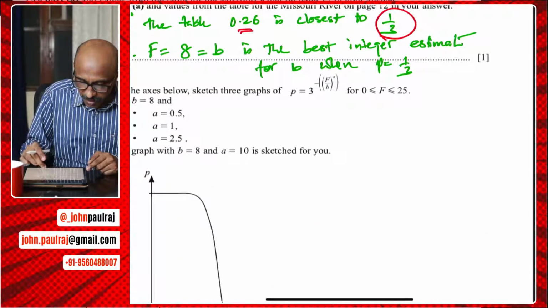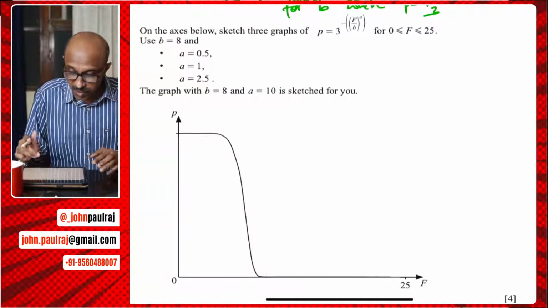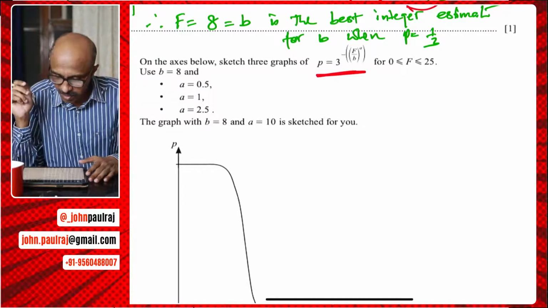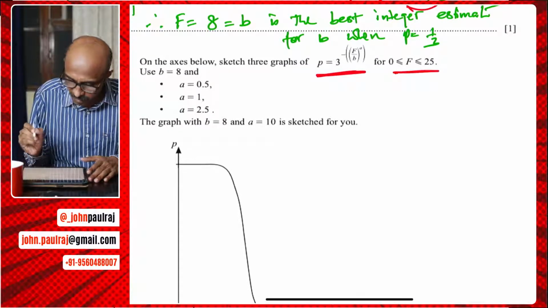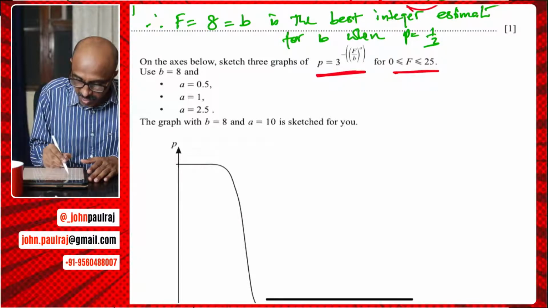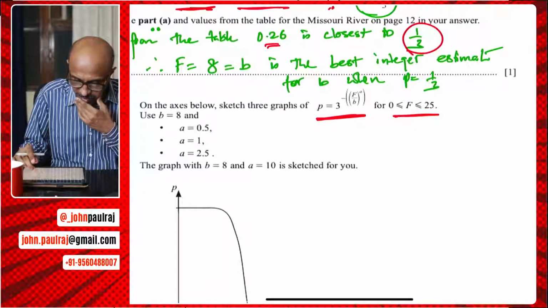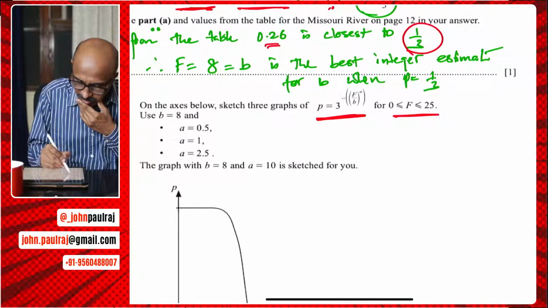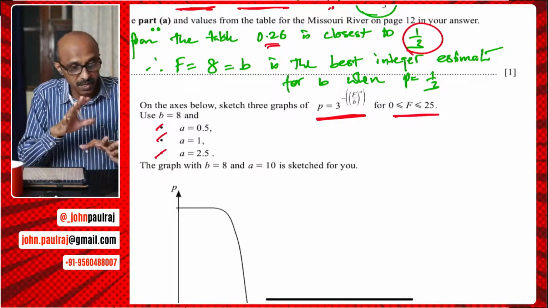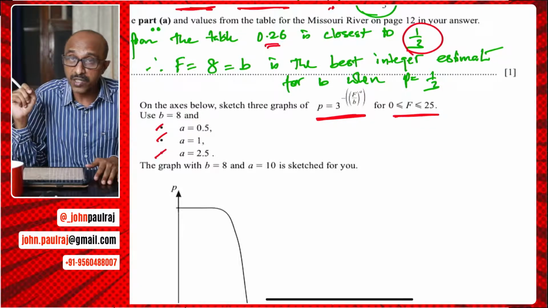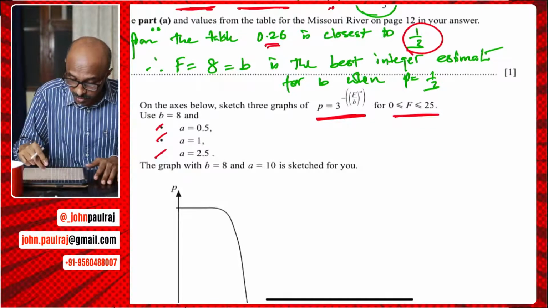All right. Part C. On the axis below, sketch 3 graphs for this model that we've just seen, for the flow being from 0 to 25, use B equals 8. Okay, that's the idea we looked for from this earlier part. B is equal to 8, and we need these three graphs. Sketch these three graphs. So just like before, I'm going to do the calculation on the laptop here, and then I'll take a screenshot and put it there. But you've got to actually do the sketch here.